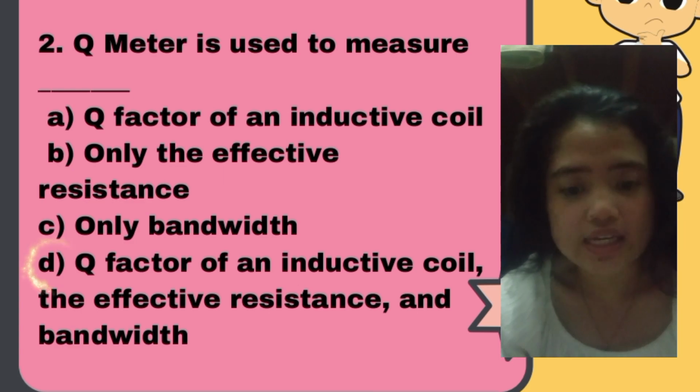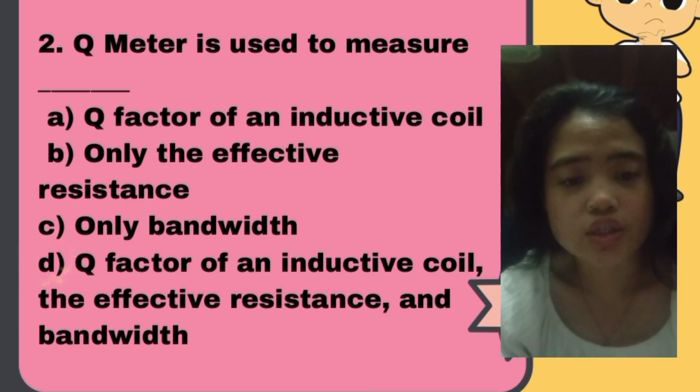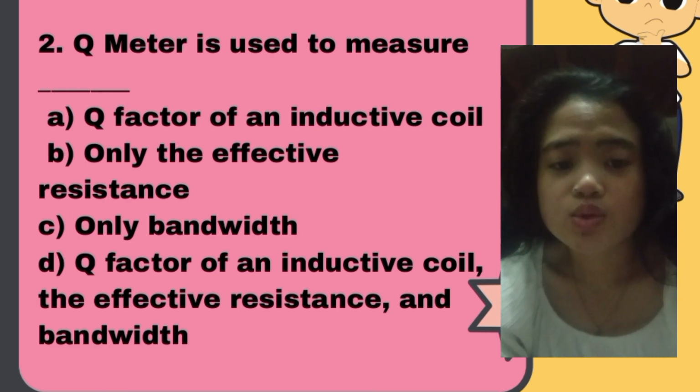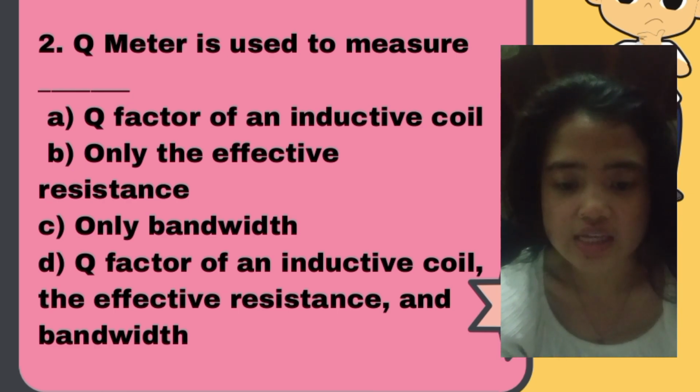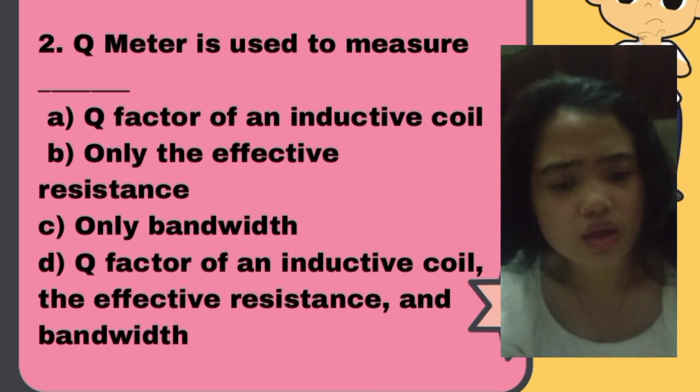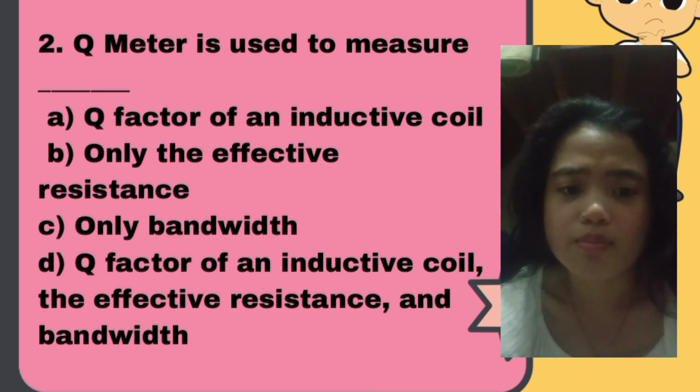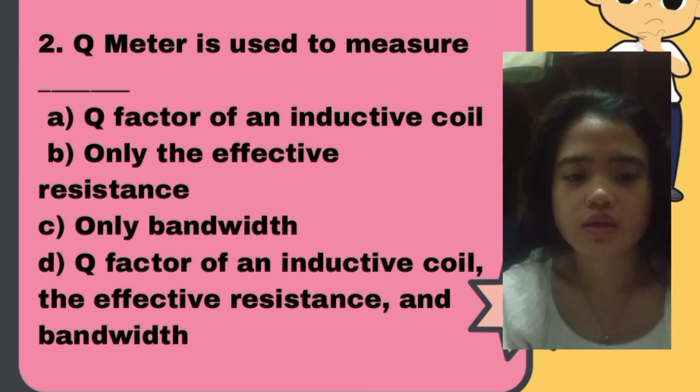The answer is D. Q meter can measure the Q factor of an inductive coil. It can also measure the effective resistance. Also, the bandwidth can be measured by the Q meter. Therefore, it can be used for all of the above functions.